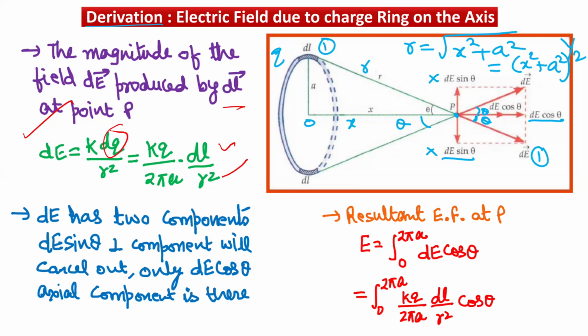So further it becomes k times q upon 2 pi a dl upon r square, putting the value of dq as I have just discussed. So dE has two components, dE sin theta, which is the perpendicular component, will cancel out. Only dE cos theta, that is the axial component, remains. So the resultant electric field at point P becomes E is equal to integral 0 to 2 pi a of dE cos theta, because this is a closed loop integral for the entire ring, this is the line integral. So 0 to 2 pi a, that is the circumference of this ring, which is equal to integral 0 to 2 pi a of k q upon 2 pi a dl upon r square into cos theta.